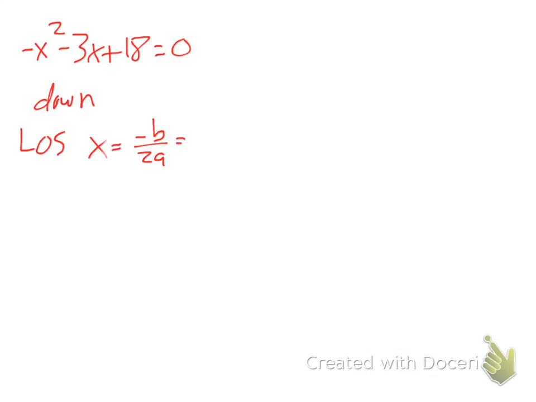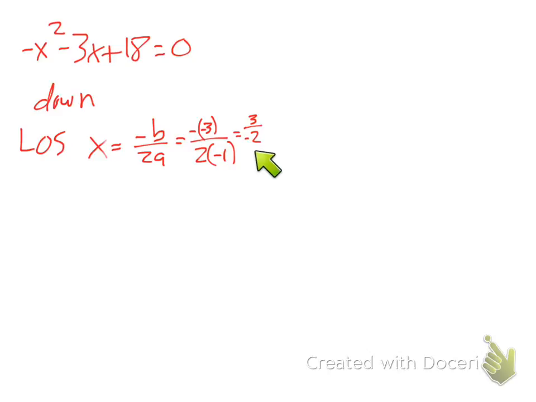What's B? What is B? Negative 3x. It's negative 3. And so the opposite of negative 3 is? Positive. It's going to be positive, over 2 times A, negative 1. Negative and negative makes a positive. Whoops. Over a negative 2. So we know the x value of our vertex is going to be at negative 1.5 or negative 3/2.